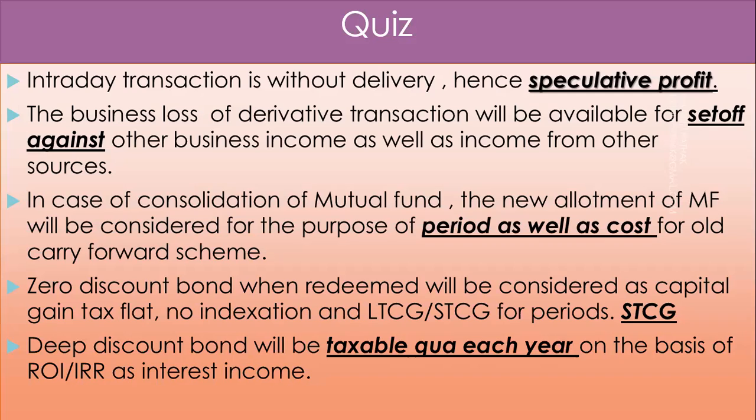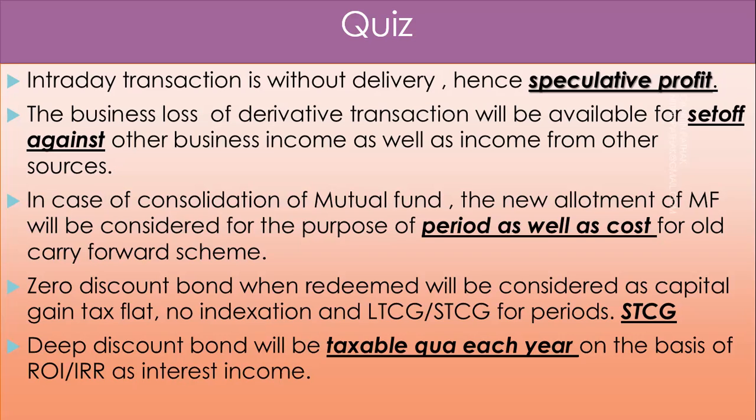In case of a consolidation of mutual fund, the new allotment of mutual fund will be considered for the period as well as the cost for the purpose of carry forward of the scheme. Suppose unit 64 is closed and now they have issued unit 2000. So for the purpose of calculation of my long-term capital gain, the period would be the date on which I purchased unit 64, and the cost would be the same.